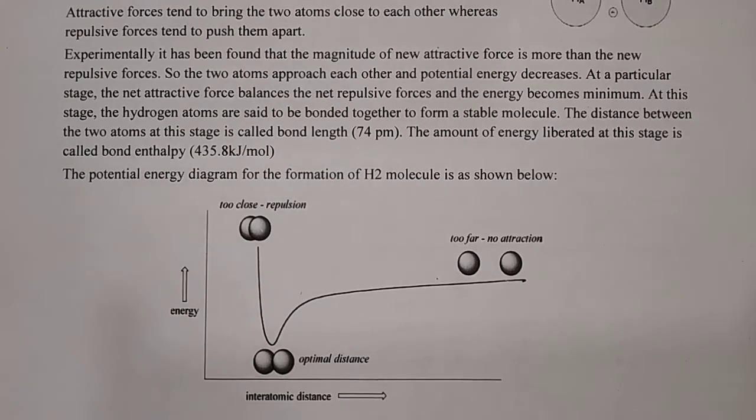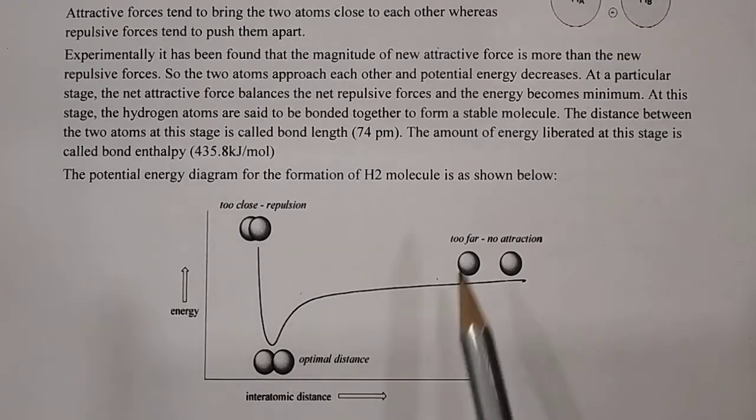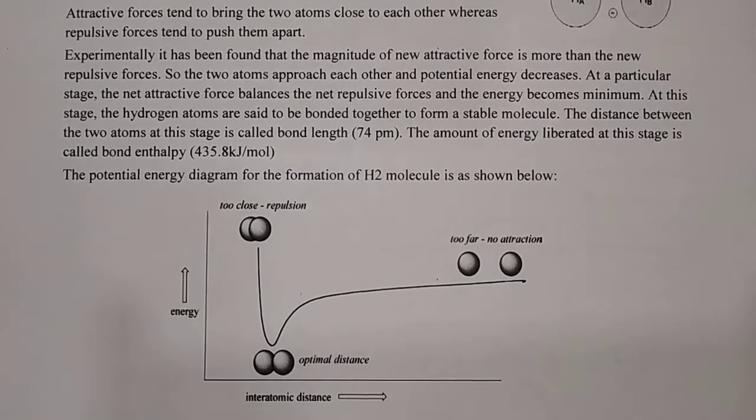So this is the graph. Initially they are too far, so no attractions are there. Gradually they come together at a particular moment. Now see, why is there a dip over here? Just because attractive force and repulsive force both are here. So that is the optimal distance. What distance did we say this was? 74 picometer. And this is too close to each other. That is why it is a repulsion. So this is all about your experimental graph also.